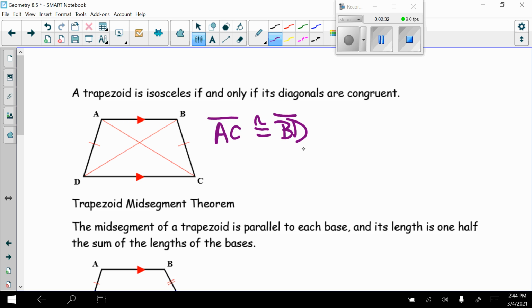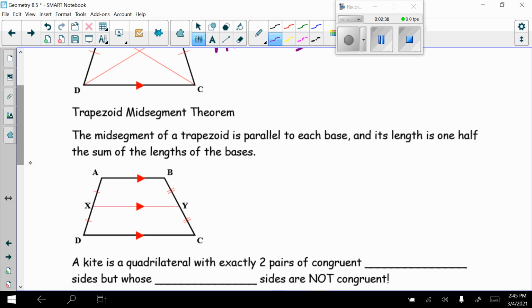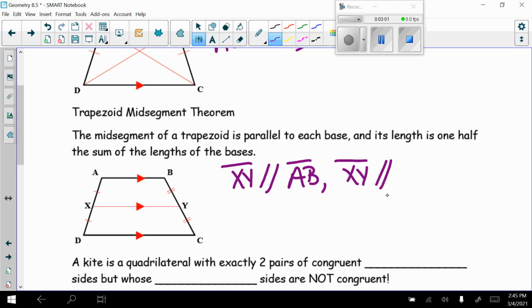So now we're going to talk about the trapezoid midsegment theorem. The midsegment of a trapezoid is parallel to each base, and its length is 1/2 the sum of the lengths of the bases. Remember, midsegment means segment halfway between. So here my midsegment is XY. XY is parallel to each base. It's parallel to AB, and XY is parallel to base DC. And its length, XY, is equal to 1/2 the sum of the lengths of the bases, so AB plus DC.